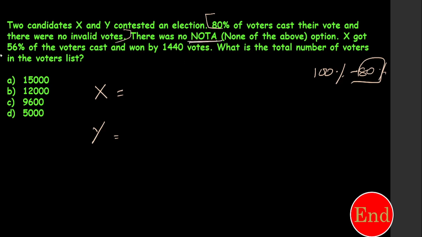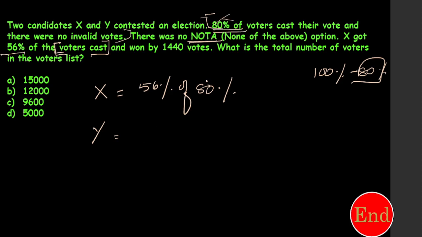X got 56% of the voters cast. This is very important. Voters cast is only 80%. Out of this 80%, only 56% votes were cast for X. So this is very important because this is not taken from 100. That is why they clearly said 80% of voters only cast their votes. Without this 80 you can take from 100. But 80 is given, you need to be careful.